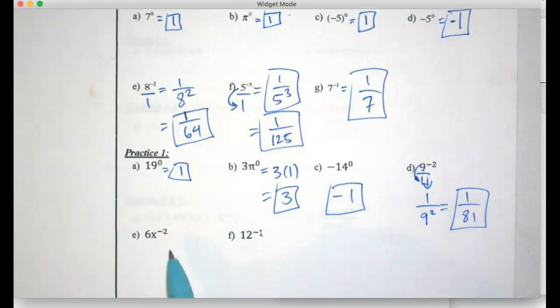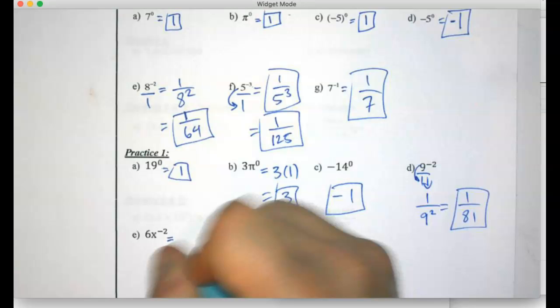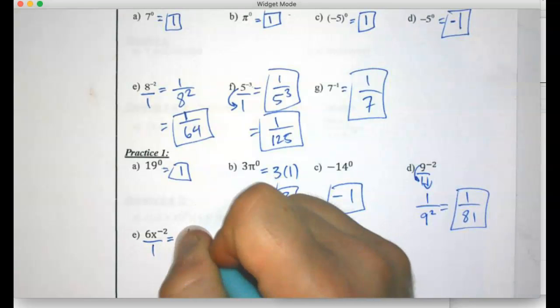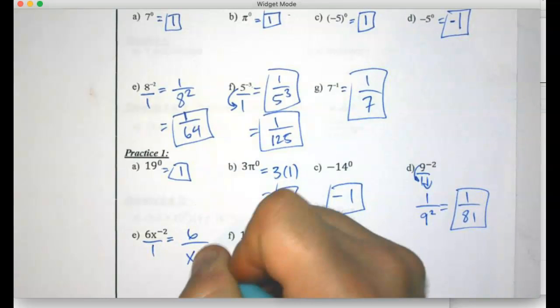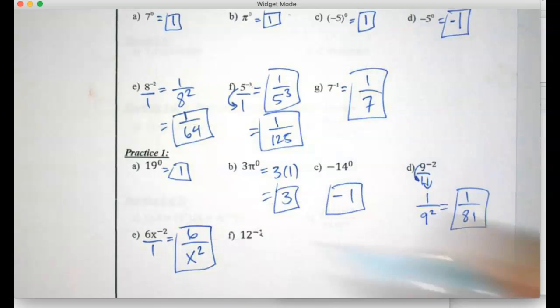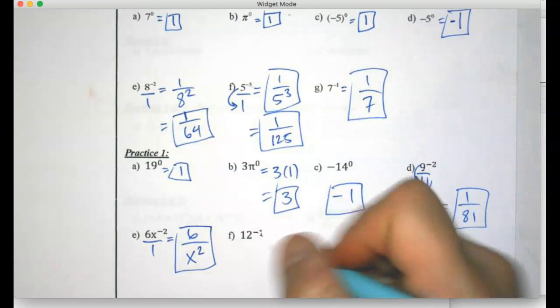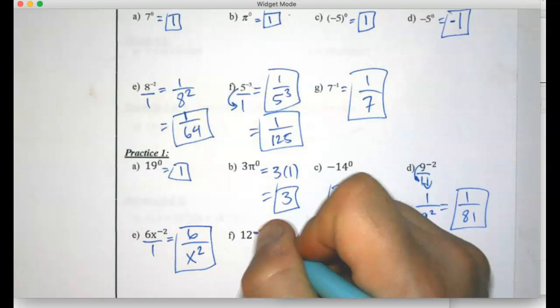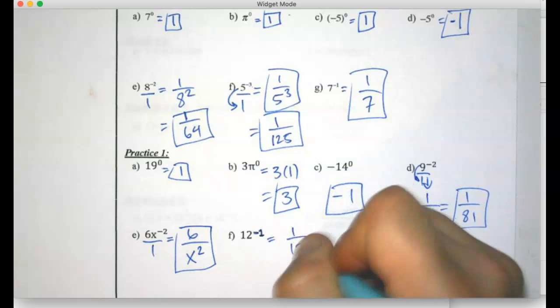Careful with this next one. Only the base that has a negative exponent moves, meaning only the x moves. If this was over 1, the 6 stays on top and the x moves down to make the exponent turn positive. This one, 12 to the negative first power, that's just going to be 1 over 12.